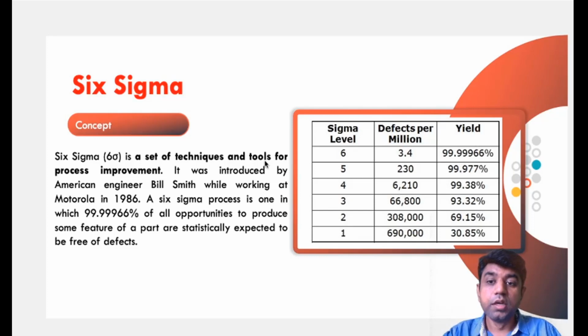99.99966%, right? The concept says that all industries need to adopt the 6 sigma concept, so that the defect quantity is reduced to a greater extent, right? This was invented by Bill Smith when he was working at Motorola in the year 1986. Motorola was the first company to implement the concept of 6 sigma.